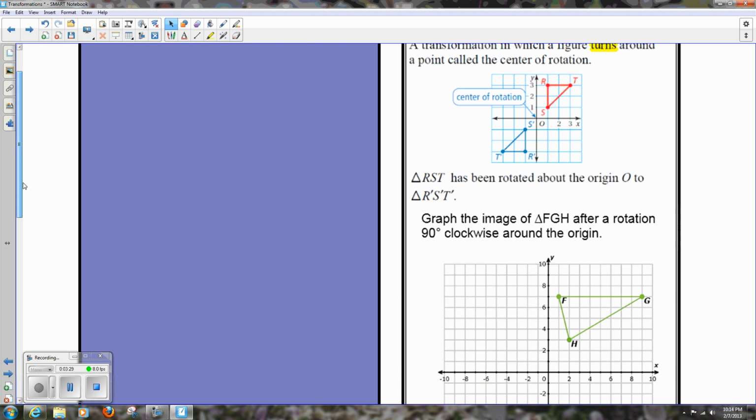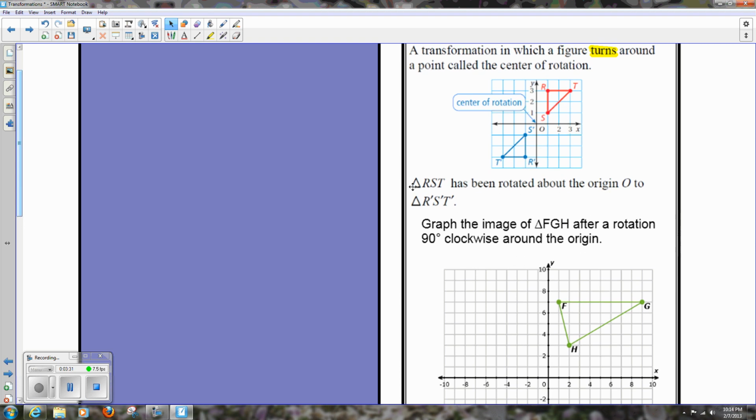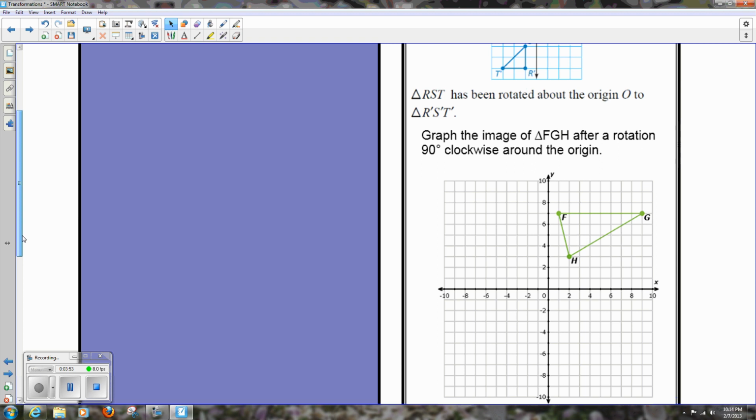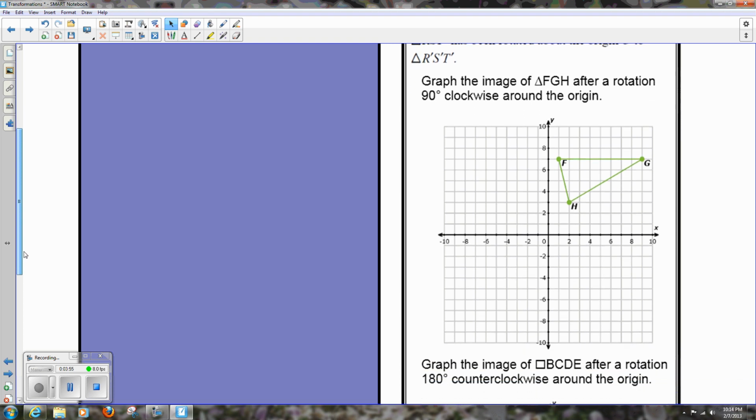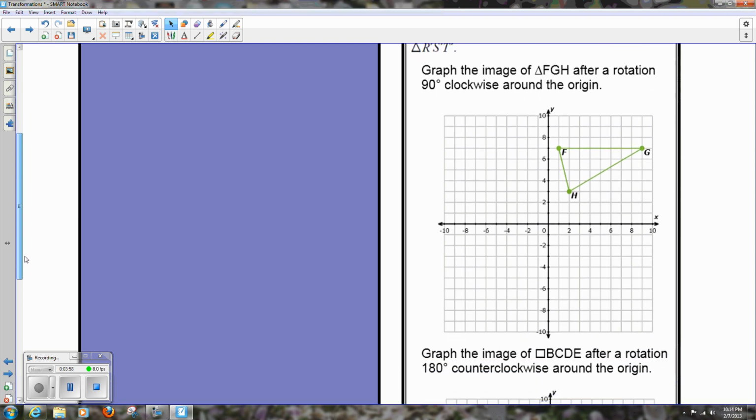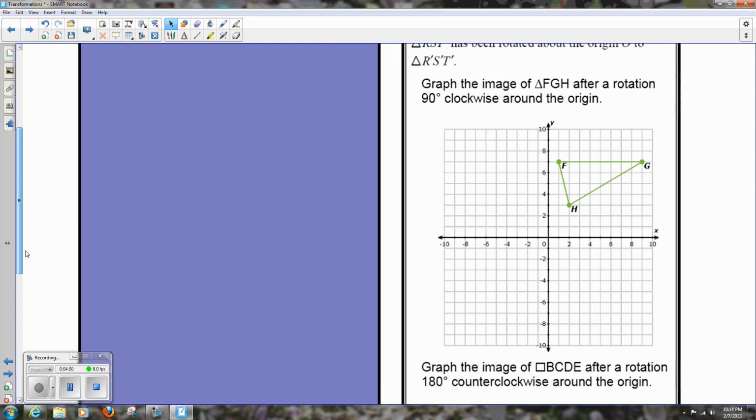And again, they're using those prime markings. Triangle RST has been rotated about the origin to triangle R prime, S prime, T prime. So you can see that point S was really close to the origin. It's still close to the origin. It just rotated over to this point. T was farther away, and it's still farther away. It's just rotated down to this point over here. So these are a little more complicated. I'm going to show you 2 pretty simple methods that'll help.